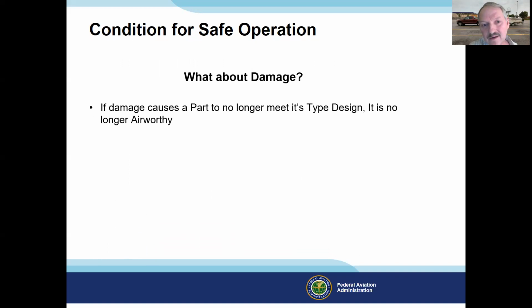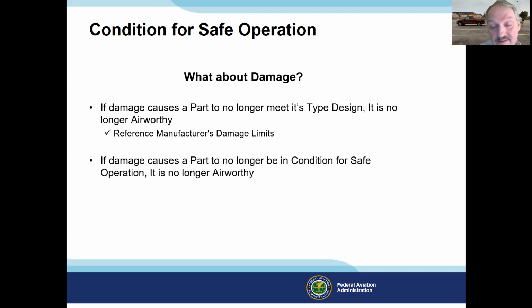In addition to wear and deterioration, there's always damage that can occur: hangar damage, getting it in and out of the hangar, hail damage, and so forth. The same thing applies. If the damage causes a part to no longer meet its type design, it's no longer airworthy. You have to reference the manufacturer's damage limits to make that determination. If damage causes a part to no longer be in condition for safe operation, it's no longer airworthy.